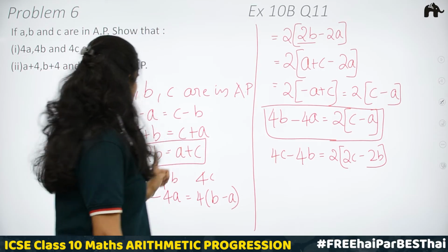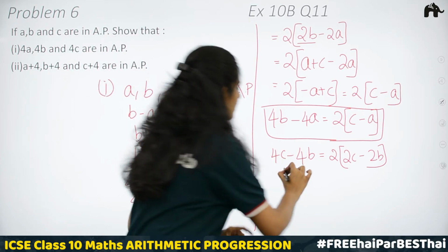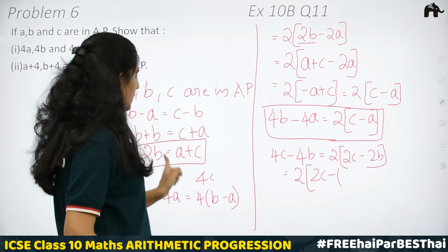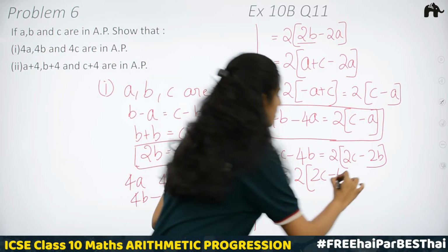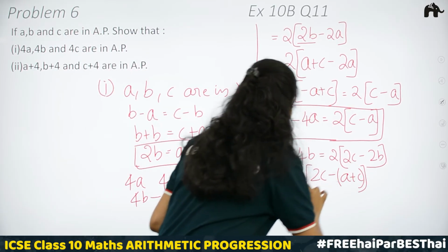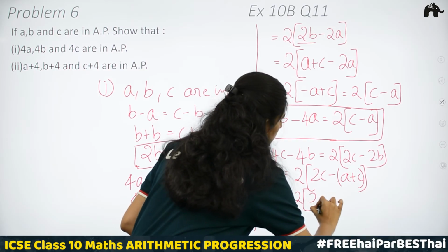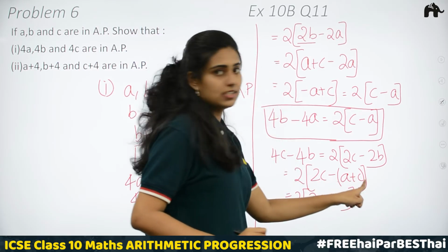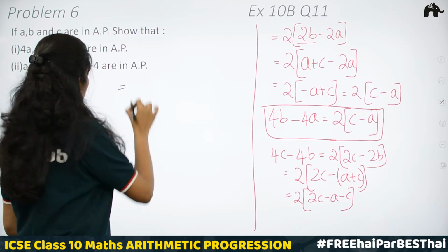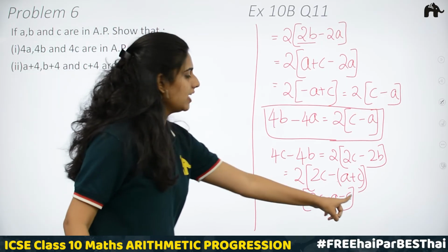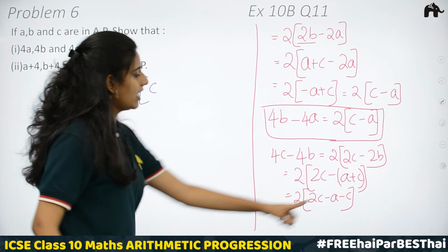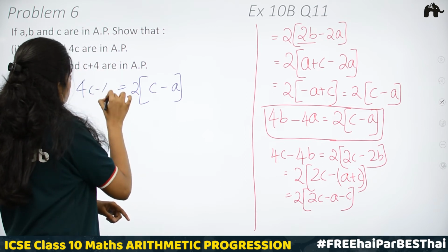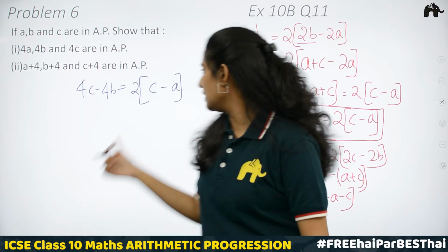What is 2B? We have 2B is equal to A plus C. Substituting here, we get 2 into 2C minus 2B. 2B is A plus C. This minus is common, A plus C. That is equal to 2 into 2C minus A minus C. Removing this bracket and distributing this negative sign, which is equal to 2 into 2C minus C, that is C. Then we have a minus A. Therefore, we got 4C minus 4B is equal to 2 into C minus A.